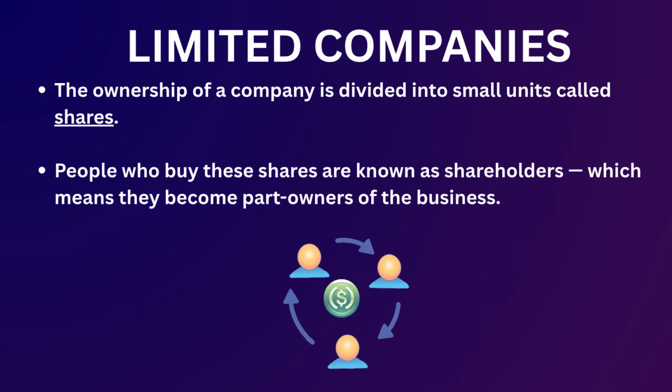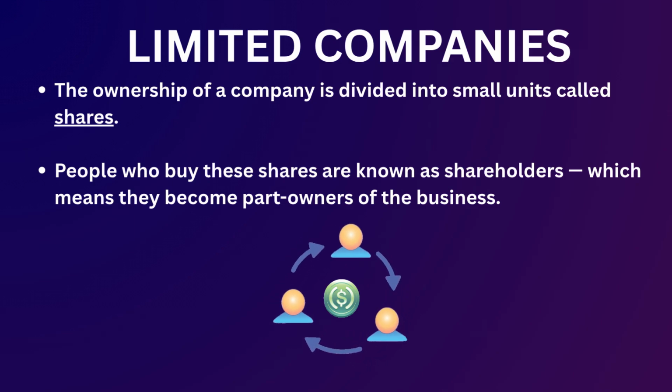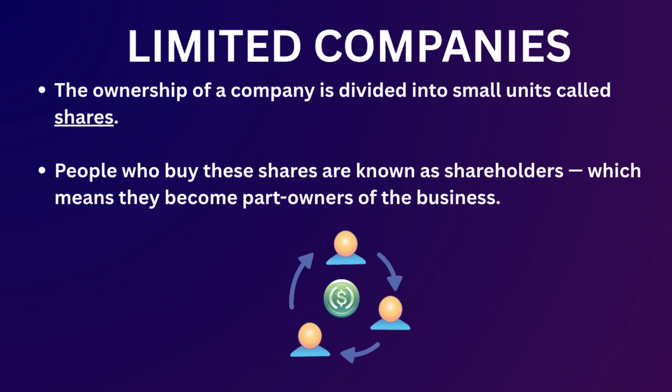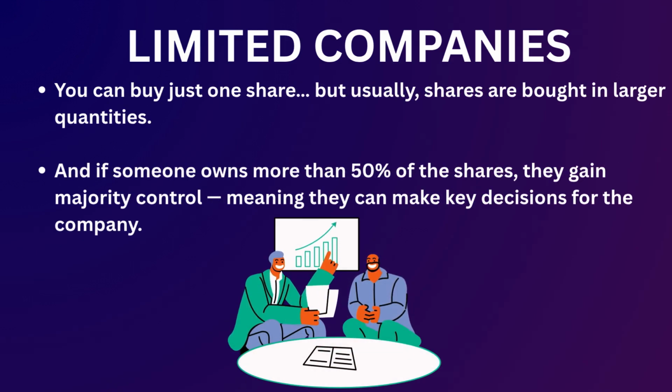Now let's move to companies, a major step up. The ownership of a company is divided into small units called shares. People who buy these shares are known as shareholders, which means they become part owners of the business. Here's something interesting. You can buy just one share, but usually, shares are bought in larger quantities. And if someone owns more than 50% of the shares, they gain majority control, meaning they can make key decisions for the company. In fact, individuals who own large numbers of shares often become directors and help run the business.